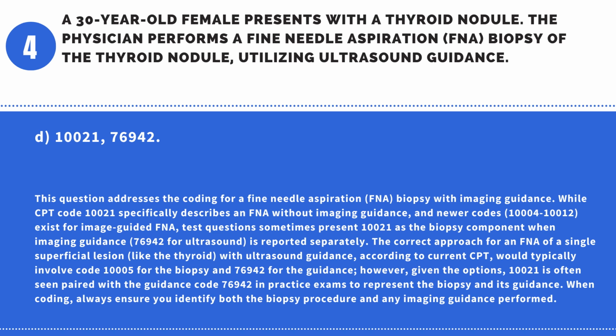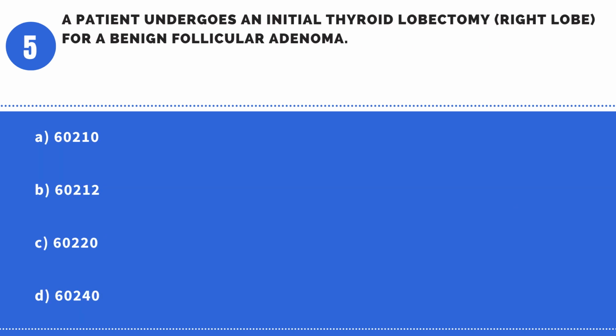ultrasound guidance, according to current CPT, would typically involve code 10005 for the biopsy and 76942 for the guidance. However, given the options, 10021 is often seen paired with the guidance code 76942 in practice exams to represent the biopsy and its guidance. When coding, always ensure you identify both the biopsy procedure and any imaging guidance performed. Question 5. A patient undergoes an initial thyroid lobectomy, right lobe, for a benign follicular adenoma.